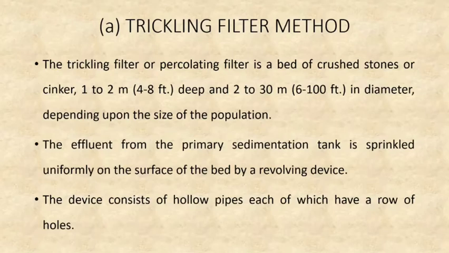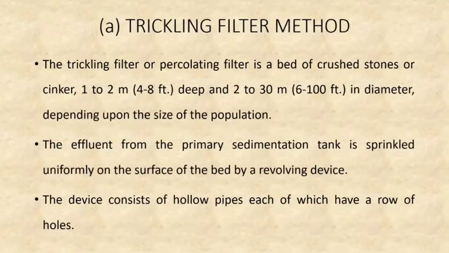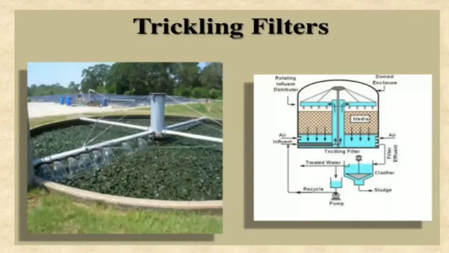It is a bed of crushed stones, 1 to 2 meters deep and 1 to 30 meters in diameter. This is how a trickling filter looks. The effluent from the primary sedimentation tank is sprinkled uniformly on the surface of the bed by a revolving device. This device consists of hollow pipes, each of which has a row of holes. You can see in the image, it is clearly shown.